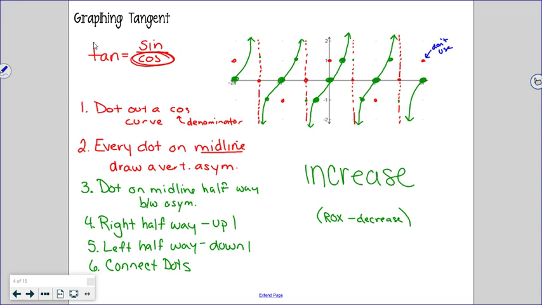If you leave them in there, beautiful. I don't care. Mine, I think, are always in there because I always dot out a cosine curve and then move on to my asymptotes. So, any questions on that?